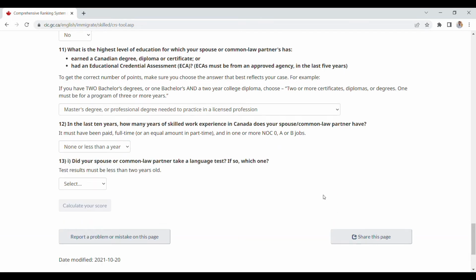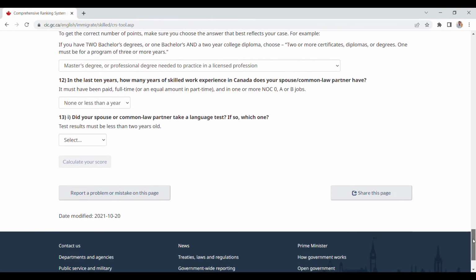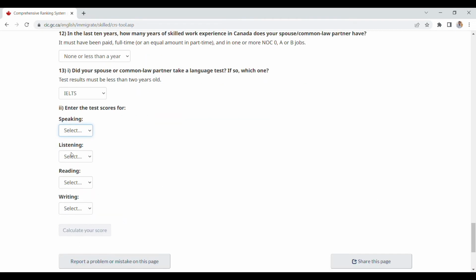If your spouse has relevant work experience in Canada, you can select the number of years. Coming to the 13th question, did your spouse or common law partner take a language test? Again, the language test is a very important question, and the test results must not be more than 2 years old. Since I'm including the English exam, I'm selecting IELTS. I'll be selecting similar bands as I have done for the primary applicant for all the sections, which are speaking, listening, reading, and writing.